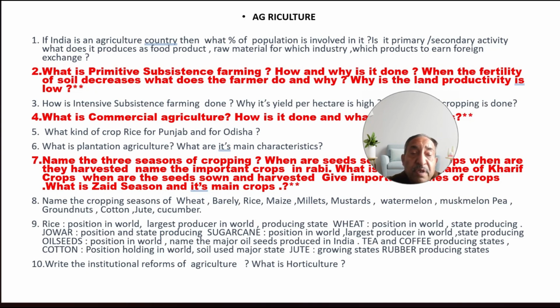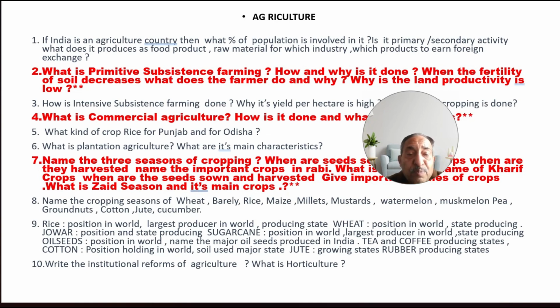Rice, position of India in the world, largest producer in the world, कौन सा है? Producing state, इनमें नाम बताना है. Wheat, हिंदुस्तान की क्या पोजीशन है? State producing, ज्वार, पोजीशन यानी कि कौन सी वर्ल्ड में क्या स्टेटस है? स्टेट प्रोड्यूसिंग, कौन सा स्टेट प्रोड्यूस करता है? नेक्स्ट, शुगर केन, पोजीशन इन द वर्ल्ड, लार्जेस्ट प्रोड्यूसर इन द वर्ल्ड, स्टेट प्रोड्यूसिंग शुगर केन.